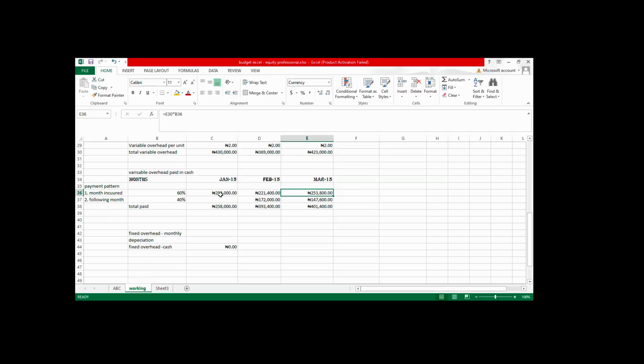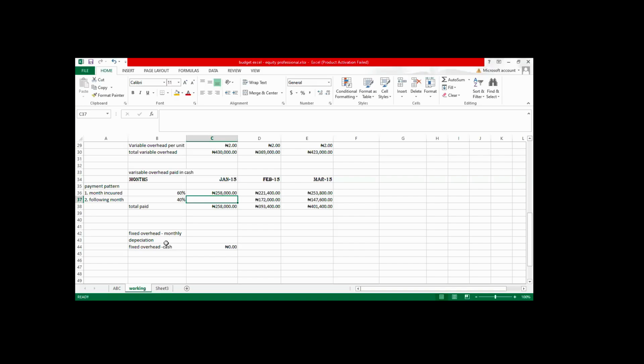We now have for January. That means overhead incurred in December. Balance will be paid in January. Is that not so, please? Yes, sir. That variable overhead for December, 40% balance will be paid in January 2015.